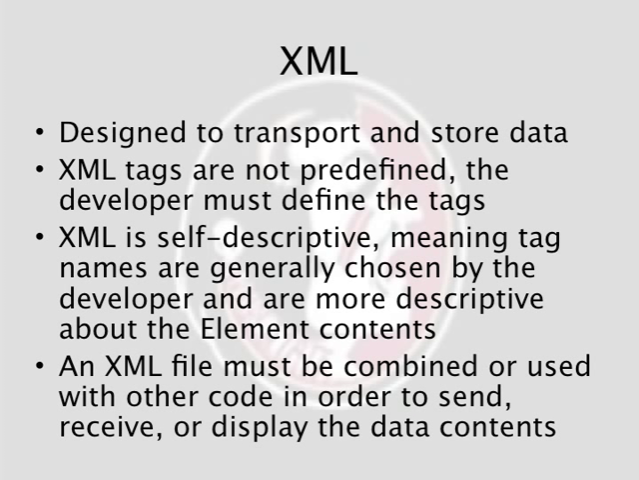Another key difference is that XML file must be combined or used with other code in order to send, receive, or display the data. An XML file by itself doesn't really do anything. You need other code in order to send it somewhere or to have it displayed.